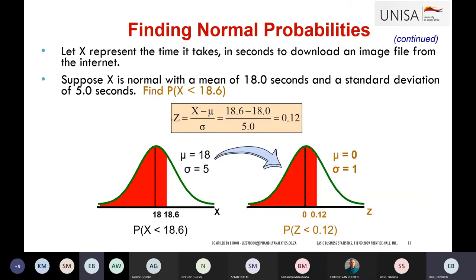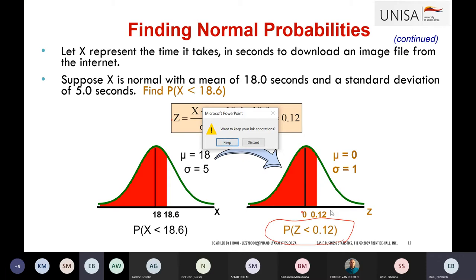We use the 0.12 to go find the probability on the table. So we know that our Z value was that. We need to go to the table. So this is just to illustrate the standardized value. Remember, when we have a standard normal distribution, the mean is 0 with the standard deviation of 1. So we have just standardized it. We just need to go and find the probability on the table. I'm going to go to the actual table.